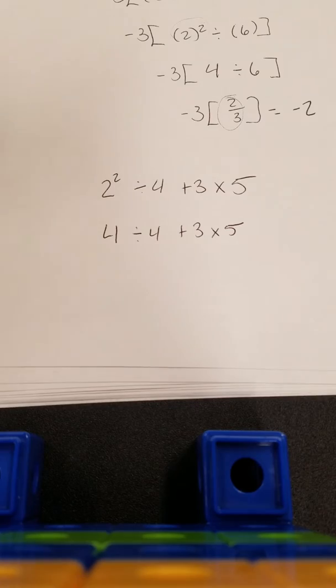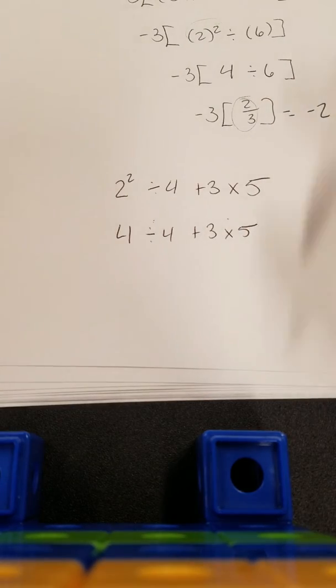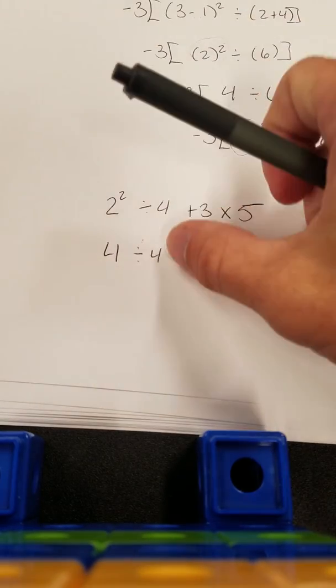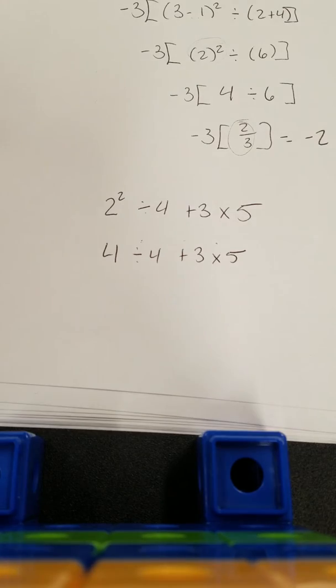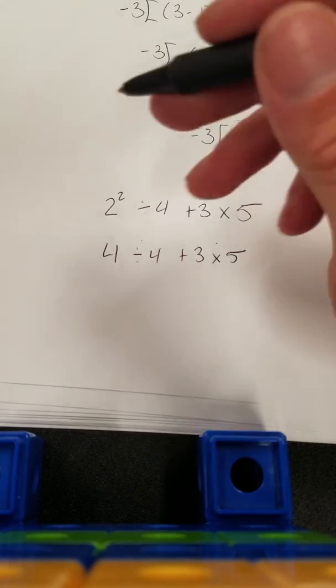Now, I've done exponents. Multiplication and division from left to right. Well, there's a division sign there. There's a multiplication sign there. There's an addition sign there. I'm just going to ignore the addition for a second. That's not on my radar screen yet. I have to do multiplication and division first. But I'd go from left to right.